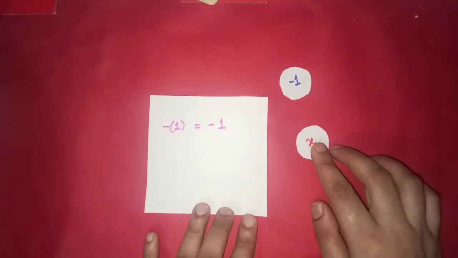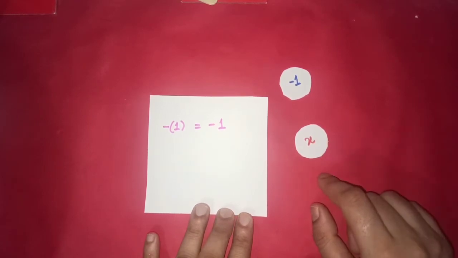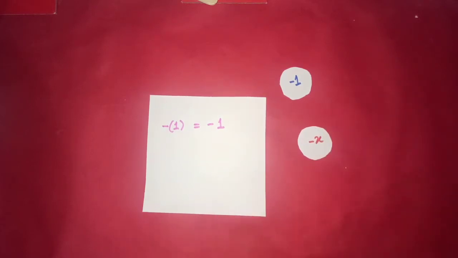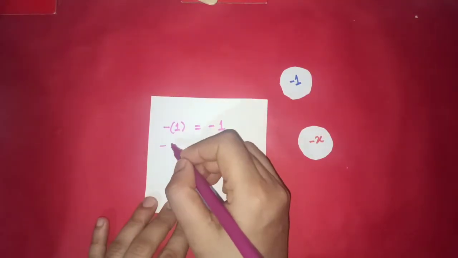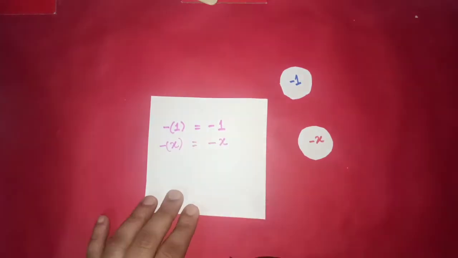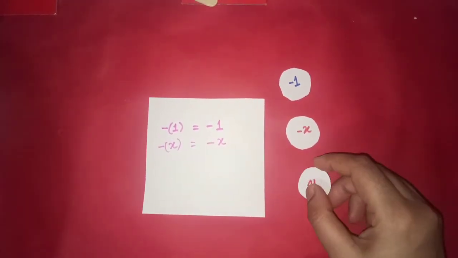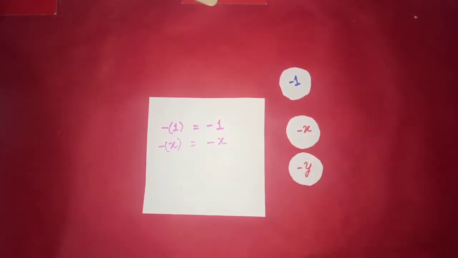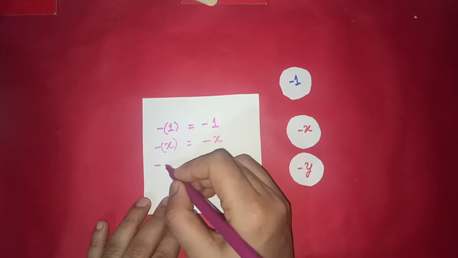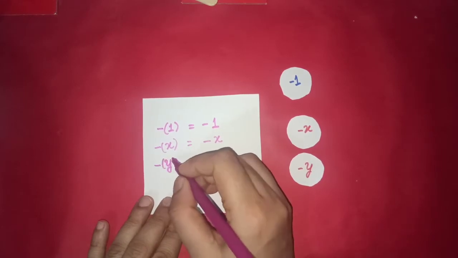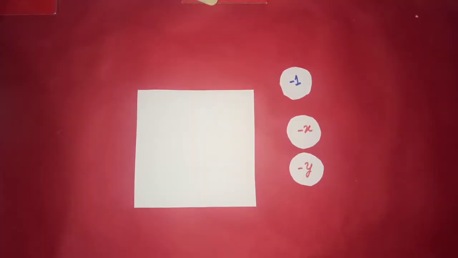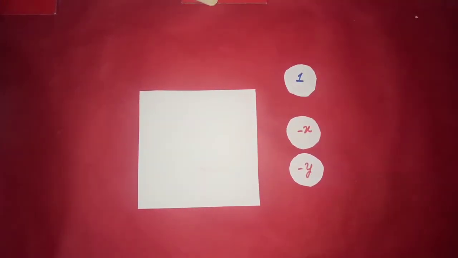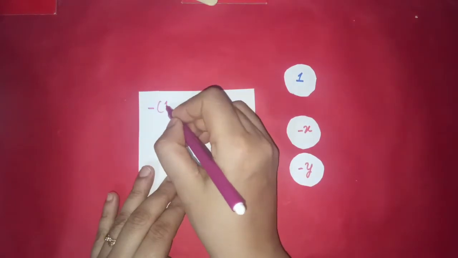Next I have with me a coin representing x, which is a variable. If I flip it, I get negative x. On paper, I would be writing it like this. Next I have another variable y. If I flip it, I get negative y. On paper, I would be writing it like this. In the same way, if I flip negative 1, I get positive 1. On paper, it would be represented like this.